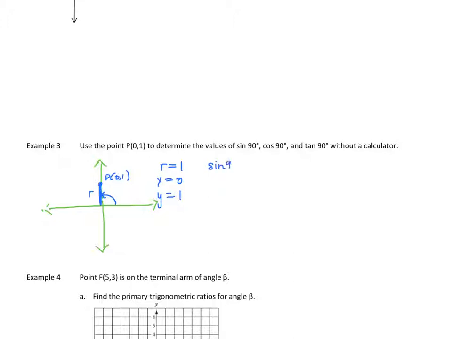So sine 90 will be y over r, 1 over 1, or just 1. Cos 90 will be x over r, so 0 over 1, or just 0. And tan 90 is y over x, which would give us 1 over 0. And of course, when you try to divide by 0, that doesn't work. So tan 90 is undefined.